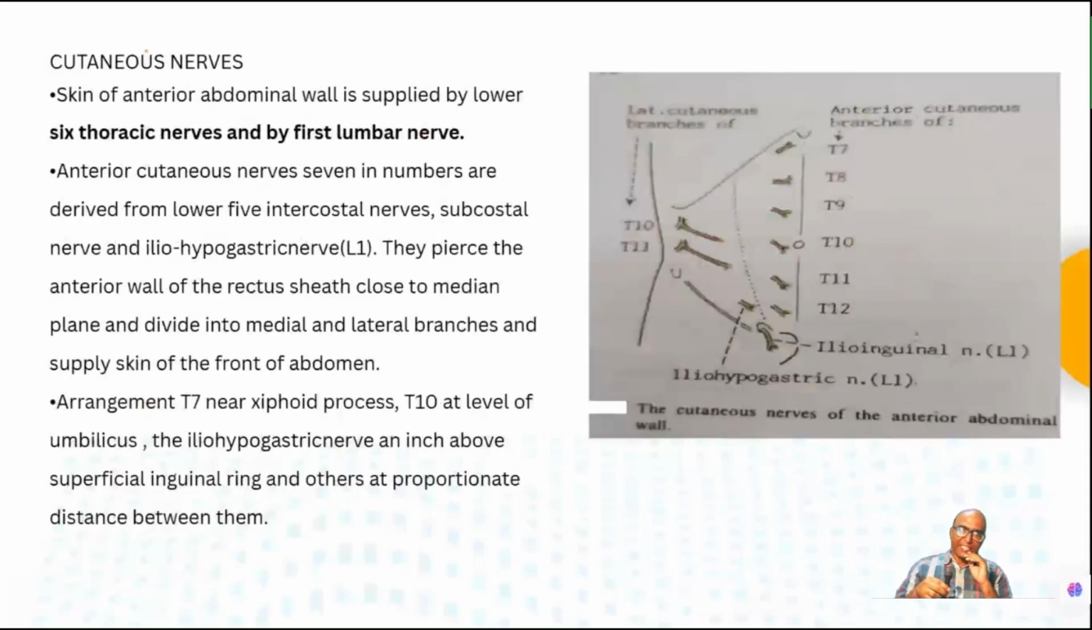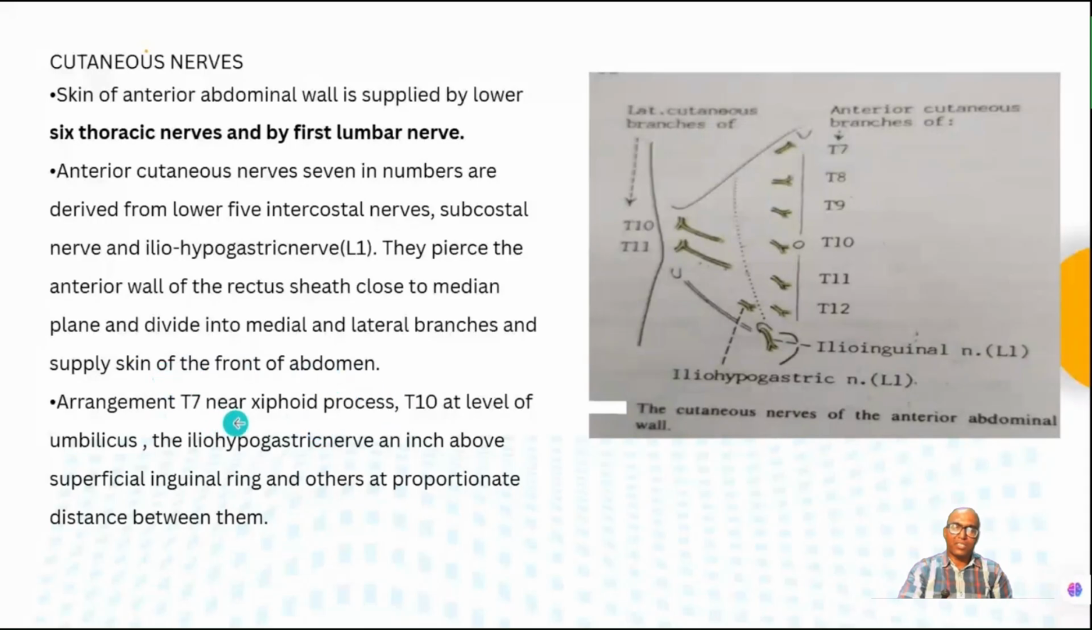Now the cutaneous nerves. Skin of the anterior abdominal wall is supplied by the lower six thoracic and the first lumbar nerve. So lower six thoracic, T7 to T12, these are the six thoracic nerves, and another one is the ilioinguinal nerve. So these seven nerves will supply the skin of the anterior abdominal wall. The anterior cutaneous nerves, which are seven in number, are derived from the lower five intercostal nerves, subcostal nerve, and iliohypogastric. They pierce the anterior wall of the rectus sheath close to the median plane and divide into medial and lateral branches and supply the skin of the front of the abdomen.